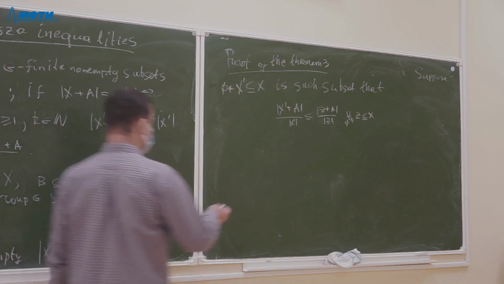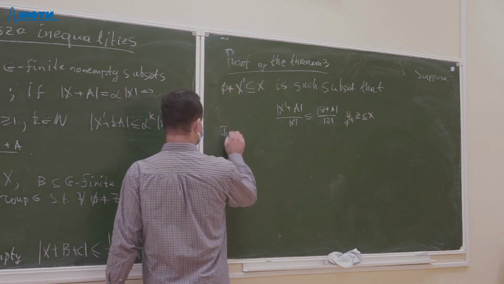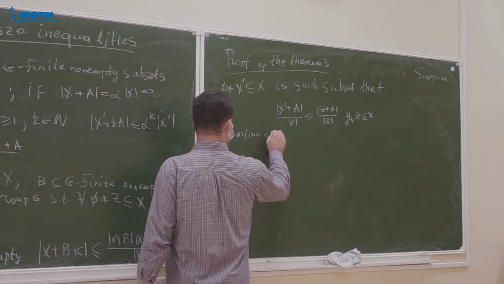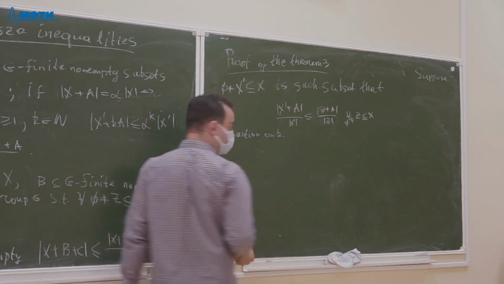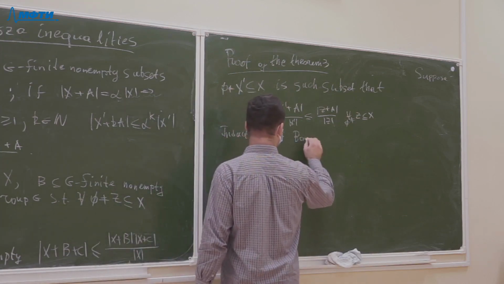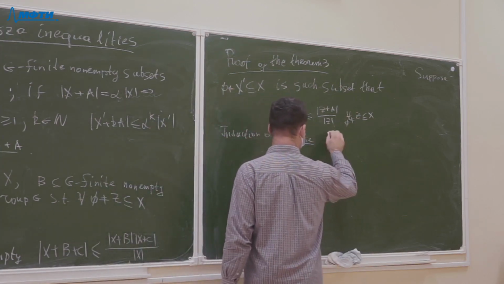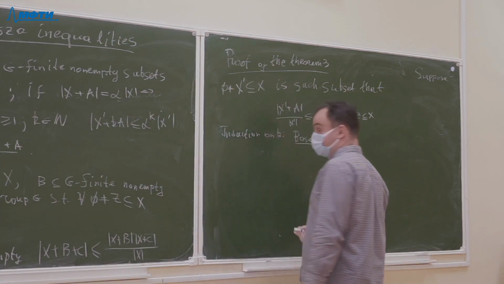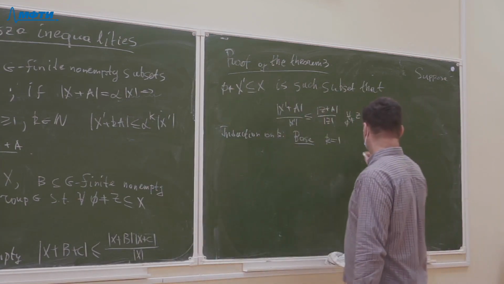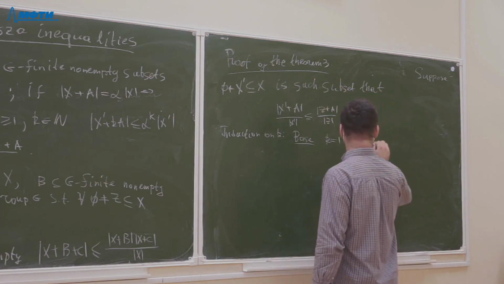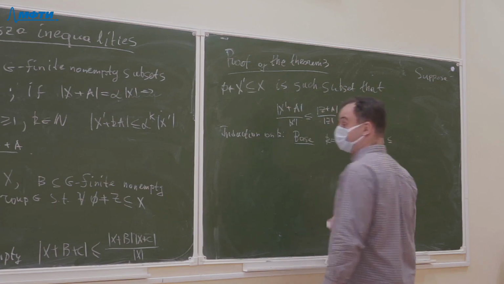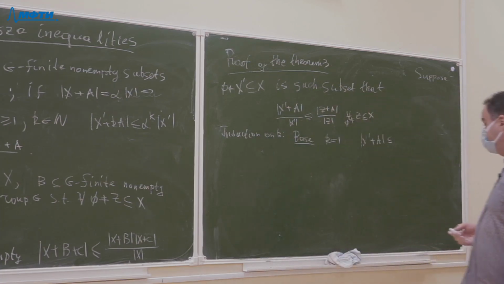Now induction on K. Right. Base: K equals 1, then x prime plus a is at most, what?